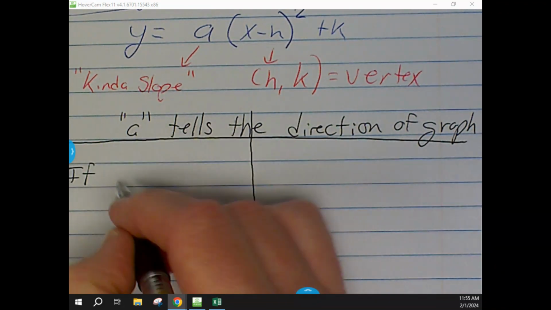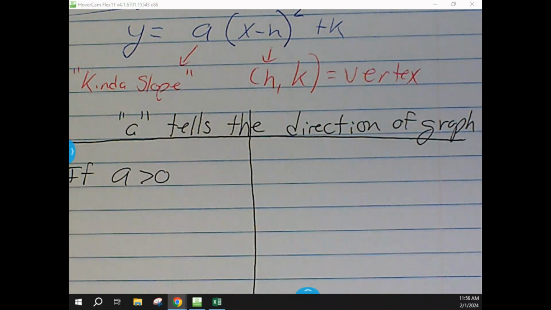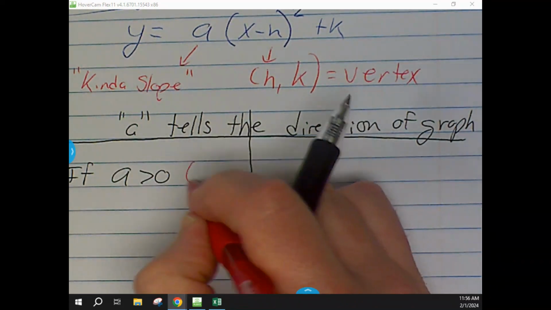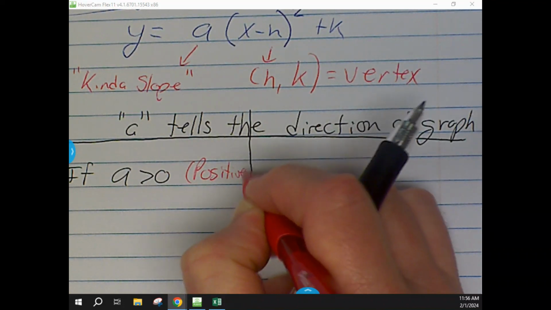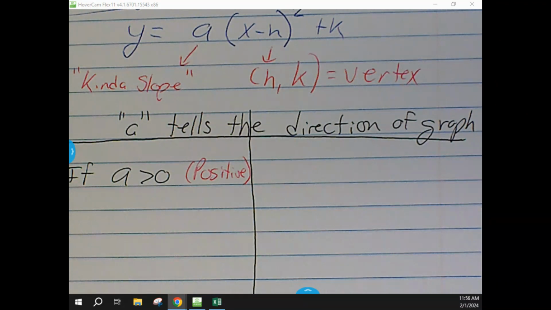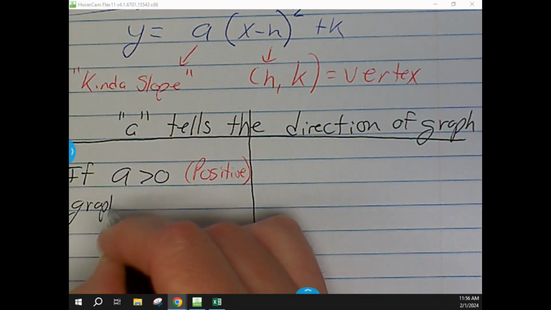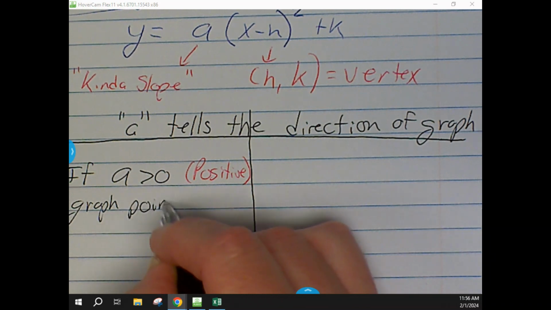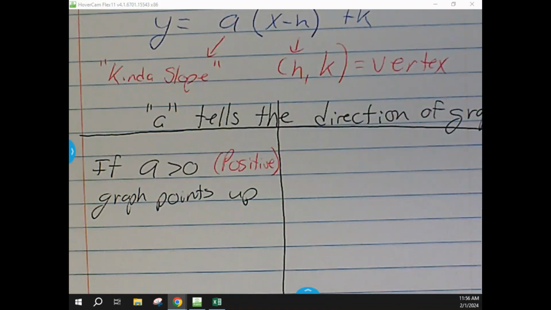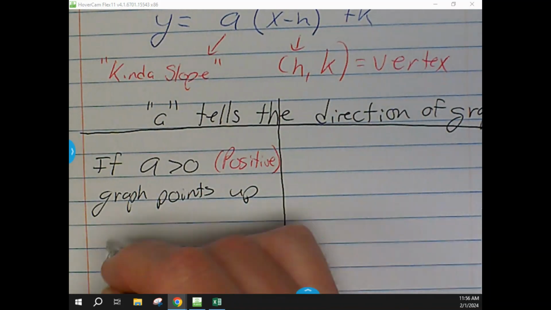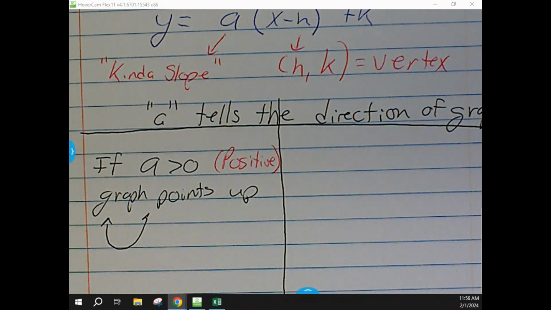Okay, so if this A value, this kind of slope we've got here, is greater than 0, if it's positive, we're going to say that the graph points up. So another graph will look something like that.